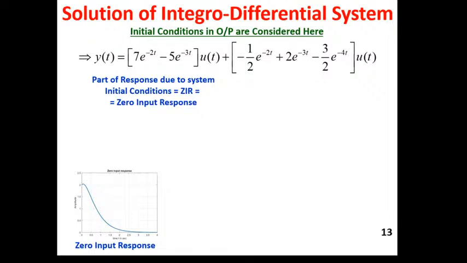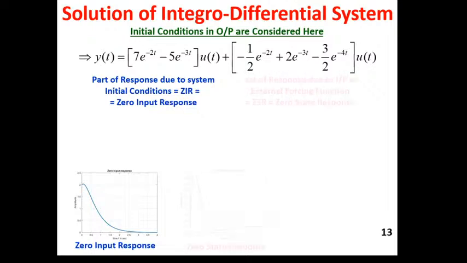Because the y axis, x axis and this graph 7 e raised to minus 2t minus 5 e raised to minus 3t are producing a bounded zone, and whatever is the bounded zone, that energy is a finite energy. That's why this part, the part of the response due to the initial condition, will be a bounded part, or a stable part.